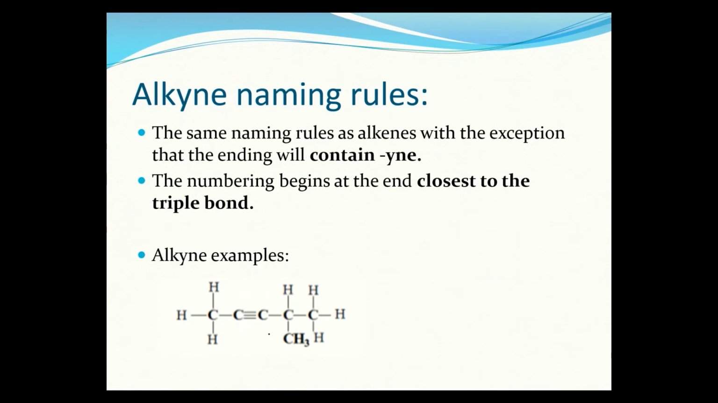Right, so if we wanted to name this one, we have 1, 2, 3, 4, 5, so it's pent. I'd start counting from over here because this is closer to the double bond, right? So this is bond 1, bond 2. If I count it from over here, it'd be bond 1, 2, 3. So pent-2-yne. And then we have a branch over here. So this is carbon 1, carbon 2, carbon 3, carbon 4. So we also have a 3-methyl.